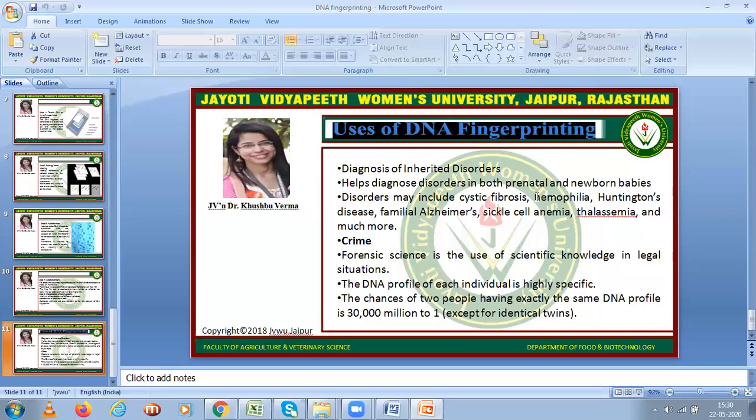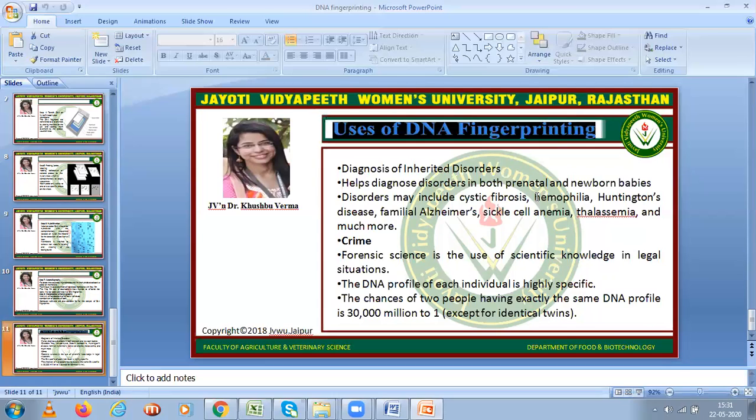What are the uses of DNA fingerprinting? Diagnosis of inherited disorders can be done by DNA fingerprinting. It helps diagnose the disorder in both parents and newborn babies. Disorders may include cystic fibrosis, hemophilia, familial Alzheimer's, sickle cell anemia, thalassemia, and much more.